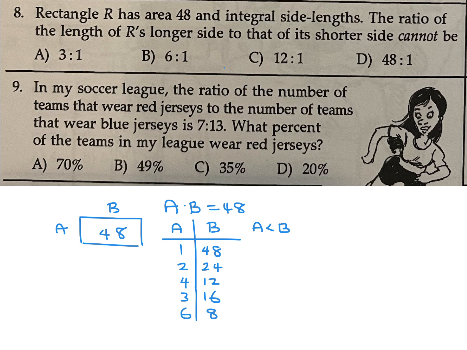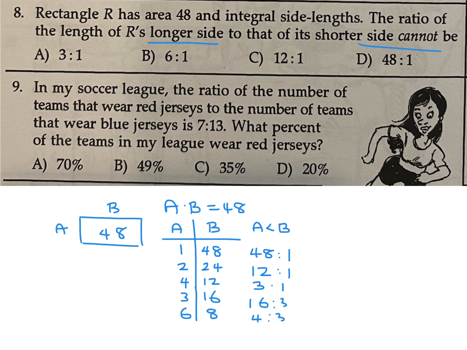So this ratio is 1 to 48, or 48 to 1. Let me see here. Yeah, the longer side to the shorter side. Okay, so I got to put the longer side first. This is 12 to 1. This is 3 to 1. This is, well, 16 to 3 because it cannot be reduced. And this is 4 to 3.